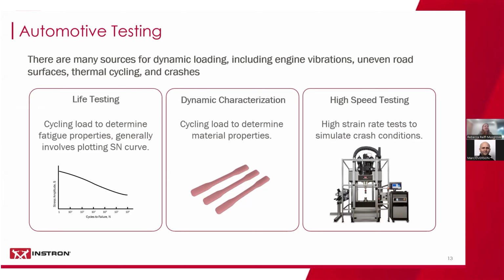So this translates into many different types of tests, and this is not an exhaustive list. This is just some of the main ones that we at Instron see to do with automotive. The first being typical life testing. This would be your standard fatigue test, so cycling load to determine properties. Generally, it involves plotting an SN curve as well, but it can also just be proof testing if people want to make sure something will last a certain amount of time.